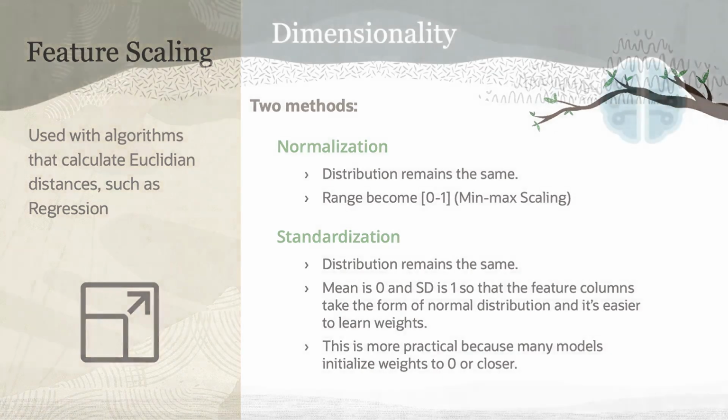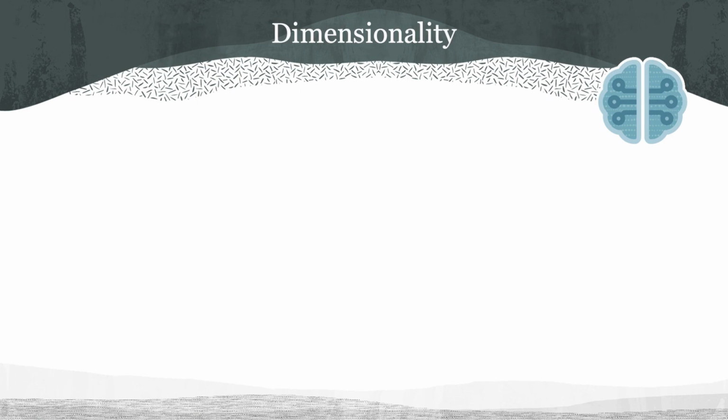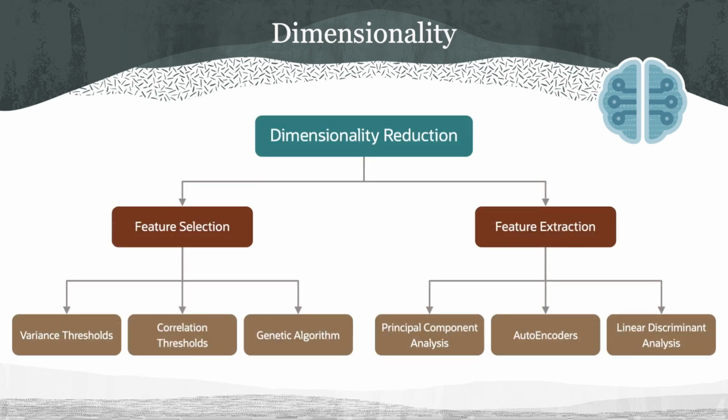Dimensionality. Dimensionality refers to the number of features or input variables. Analyzing high dimensional data is computationally expensive and hard to control. There are two ways to do dimensionality reduction. Either we select a subset of original features, which is called feature selection, or we derive information from existing features to create a new feature subspace, which is called feature extraction. There are various methods to achieve both as listed here, but to discuss all of them is out of scope for this course.